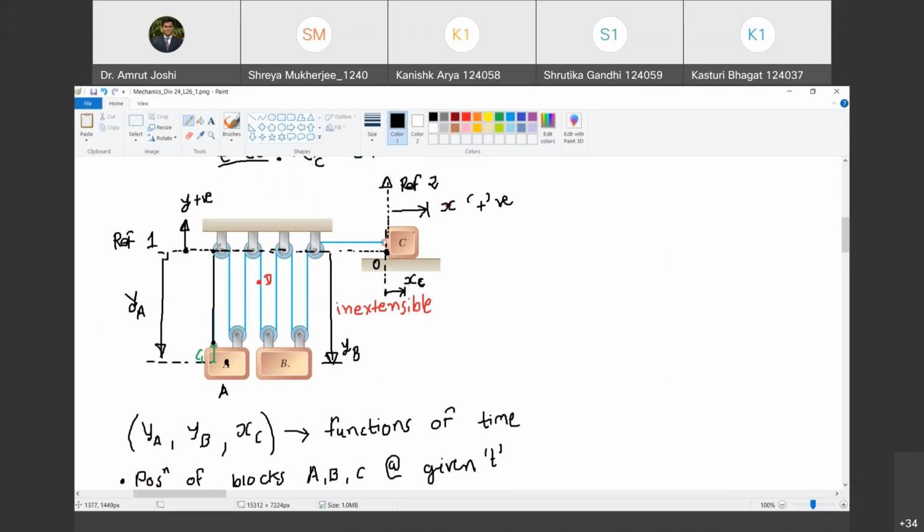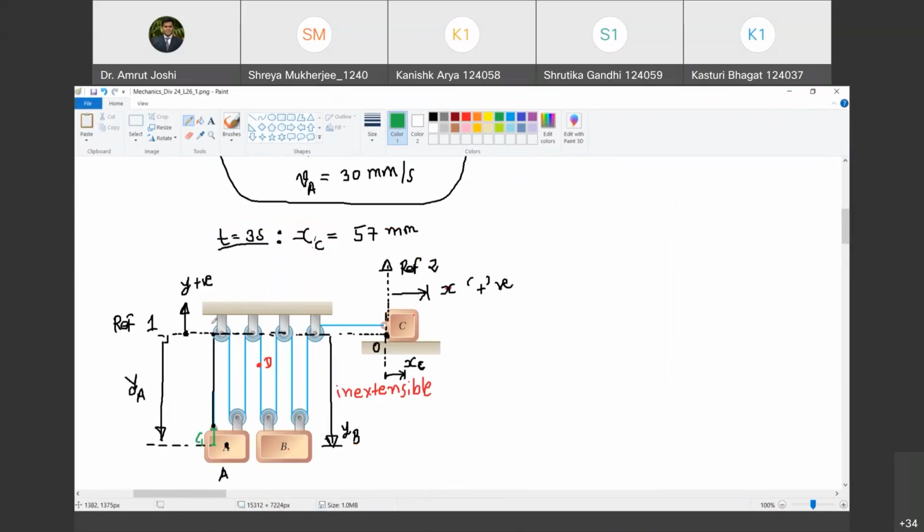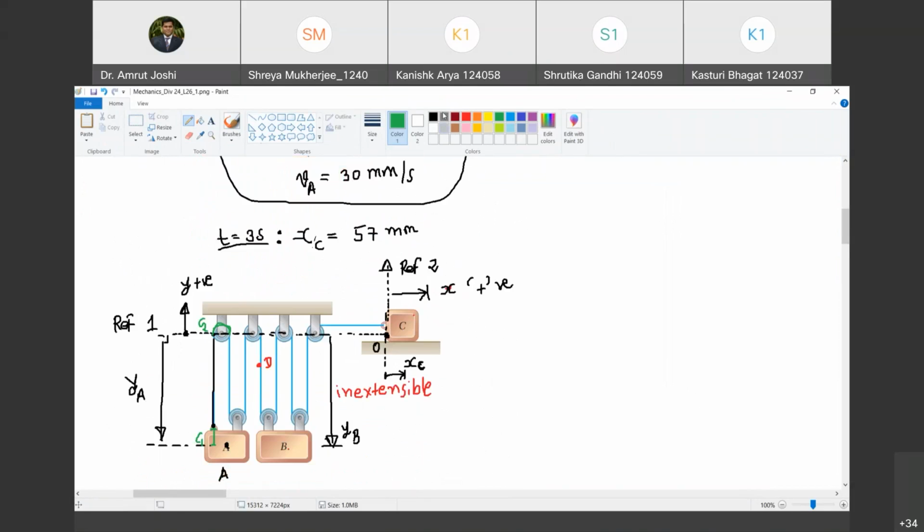So we have got this length. Now what can you say about this length of the cable? Is it going to be constant or is it going to change as the blocks move? Constant, sir. This is also constant. So can I call this another constant C2? Yes, sir. Okay. And then I'm going to add plus C2. Happy? Yes, sir.